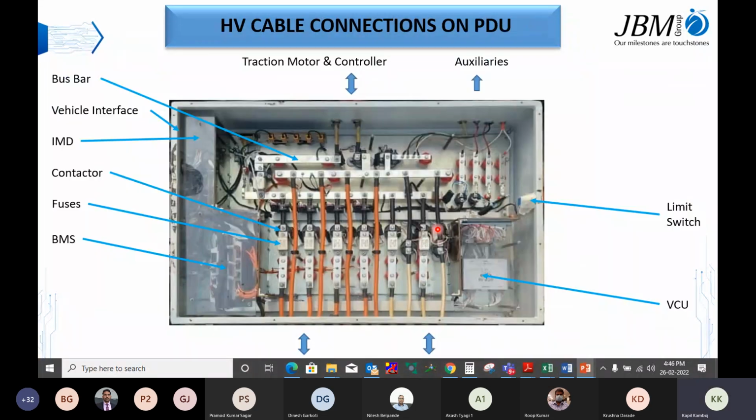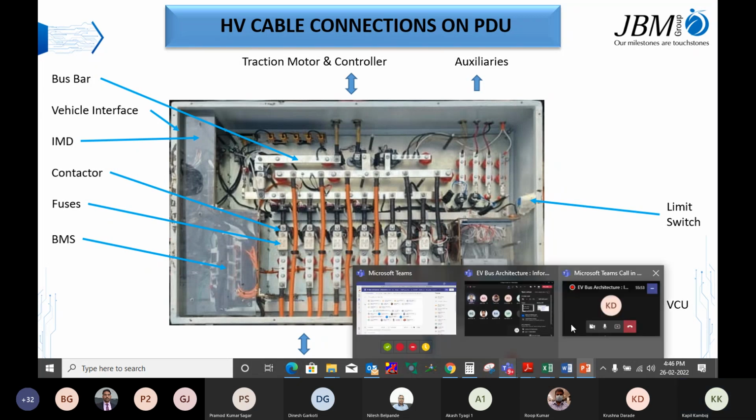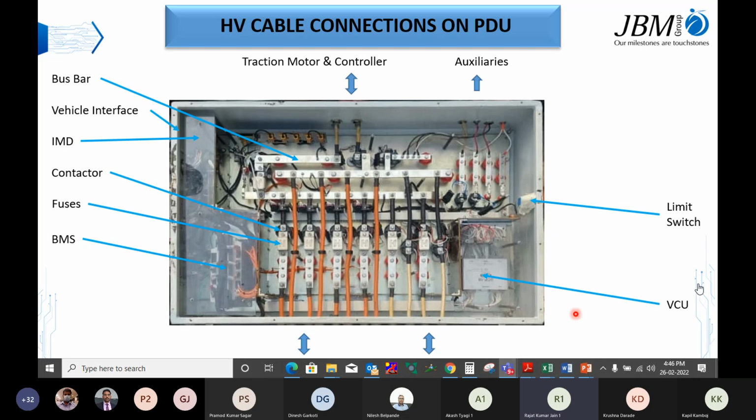Moving forward, I think this is the PDU. Maybe Rajat will start explaining one by one. First, he will explain all the components which we can see here, and then he will explain the functionality of each function. If anyone has any question after he finishes, people can ask. Okay, Rajat, over to you. Okay, hello everyone, this is Rajat. Let's start with the details of the components.